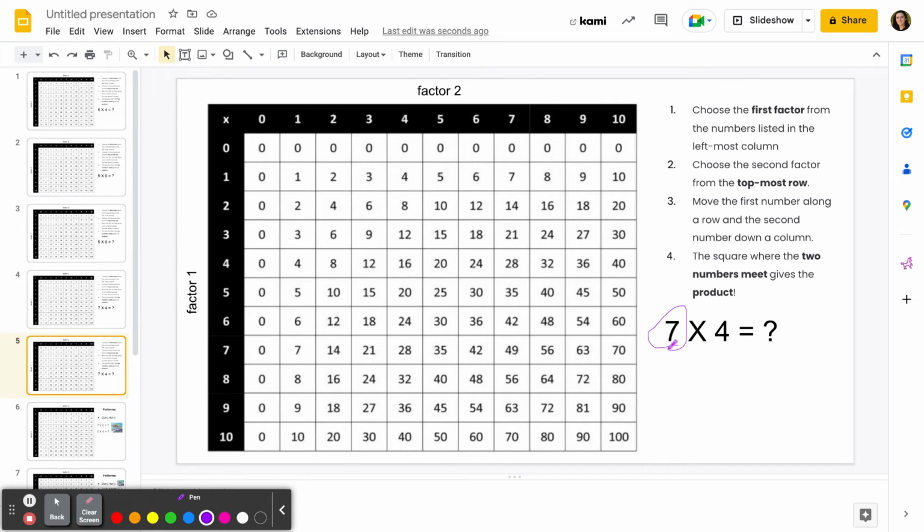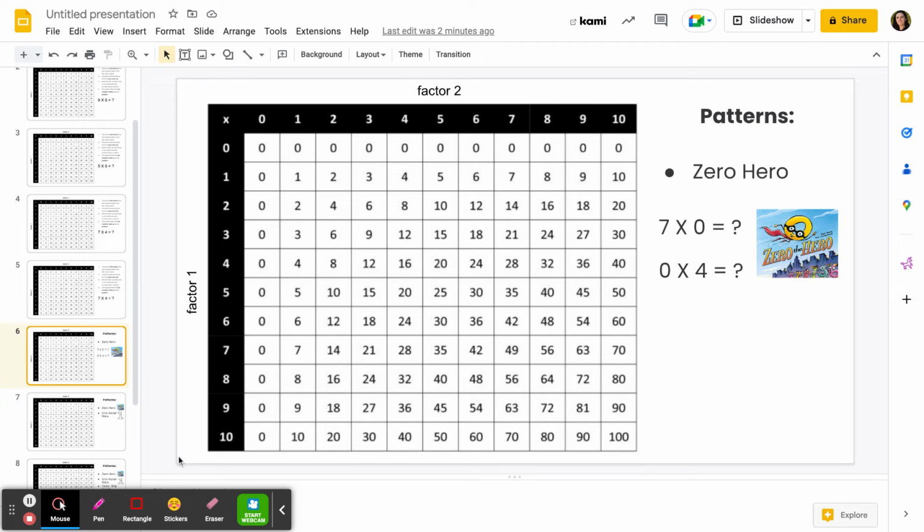Our first factor is 7. I'm going to circle it in my first column. Our second factor is 4. I will circle that in our first row. Now it's time to move across and down. Here's 7. Here's 4. And they meet at a product of 28. So 7 times 4 equals 28. 7 groups of 4 equals 28. 7 fours equals 28. And the product of 7 and 4 is 28.